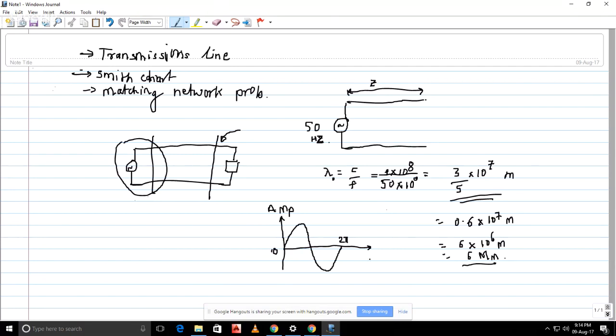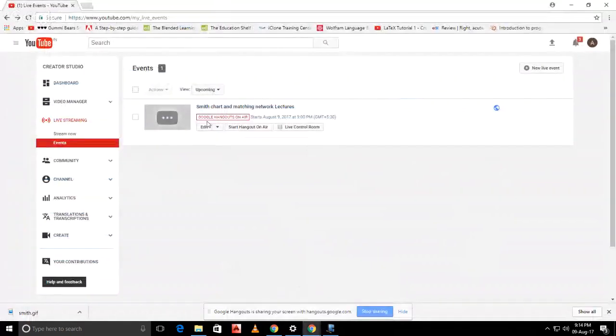And please write in the comment box what should be the x-axis. Let me check how many people put it in the comment box correctly. What should be the x-axis? You can also see through my chat, through my window.